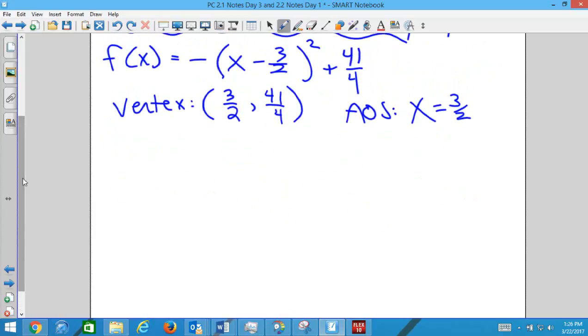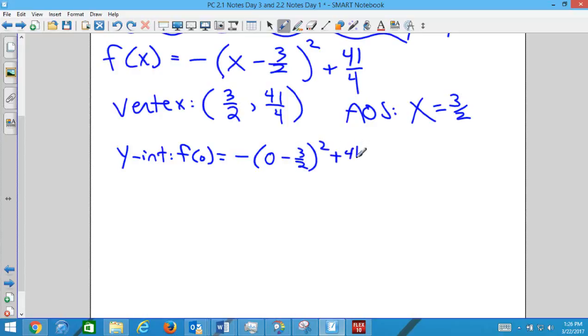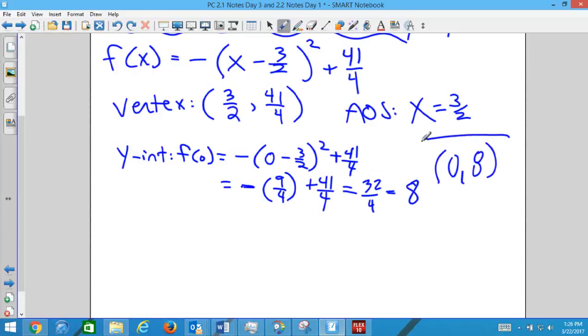We're going to find our y-intercept. F of 0 equals negative parenthesis 0 minus 3/2 squared plus 41/4. So it's going to give us negative 9/4 plus 41/4. We add fractions. -9 plus 41 is 32/4, so I get 8. Y-intercept 0, 8.